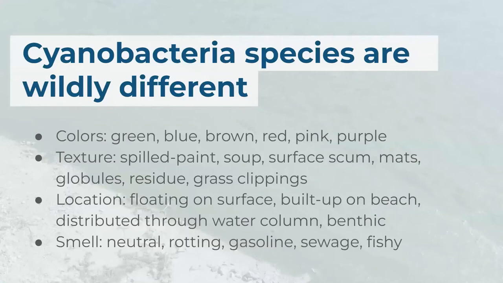Likewise, where you find these varies quite a bit. They sometimes will just float on the surface. Other times you won't even necessarily see it in the water, but rather you'll just see a residue on the beach. They can be pretty evenly distributed through the water column, or like in that case of Zion, you can only see them benthically, so just growing on plants or rocks on the bottom of the water body. And even the type of water body, you can find them in reservoirs, ponds, rivers. Nowhere is safe from cyanobacteria.